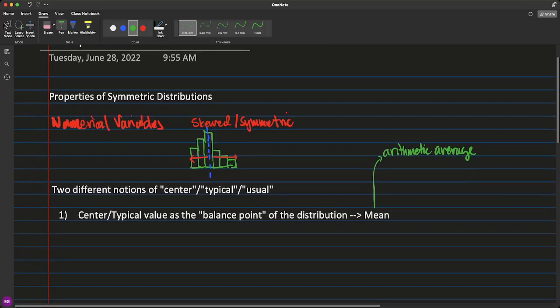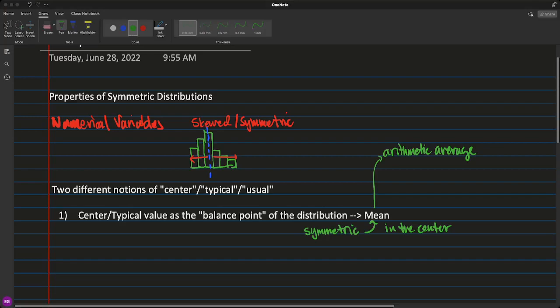The reason we're looking at the mean, or the balance point, as the center or typical value of the distribution is because if you are symmetric, then the mean is actually literally in the center. Okay. So let me show you what this looks like in StatCrunch. We're going to look at some examples of this. So let me switch over to StatCrunch.